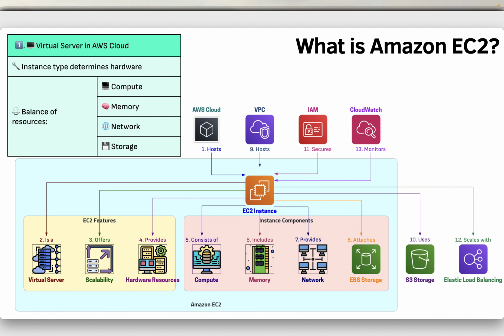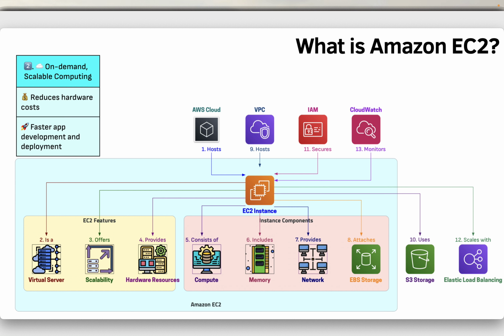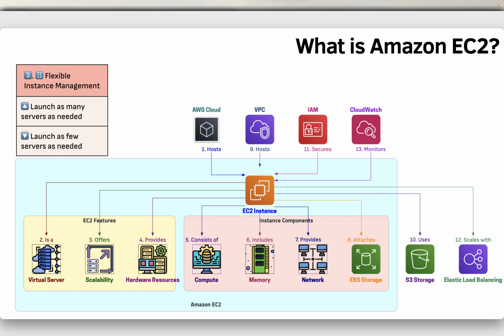So what is Amazon EC2? Amazon EC2 provides virtual machines or virtual servers in the AWS cloud. When launching an EC2 instance, the specified instance type determines the available hardware, offering a balance of compute, memory, network, and storage resources. Amazon EC2 offers on-demand, scalable computing capacity in the AWS cloud. This reduces hardware cost and enables faster application development and deployment.